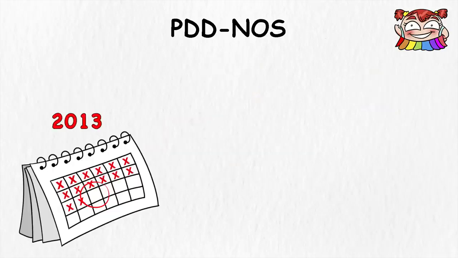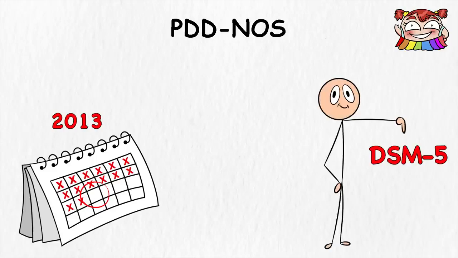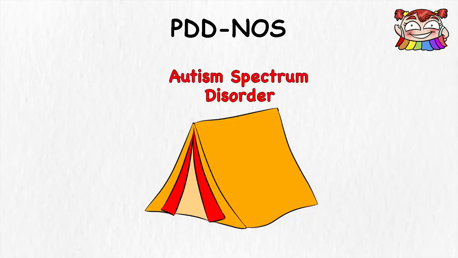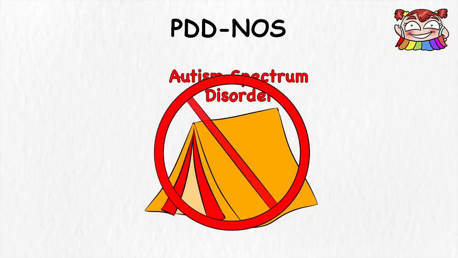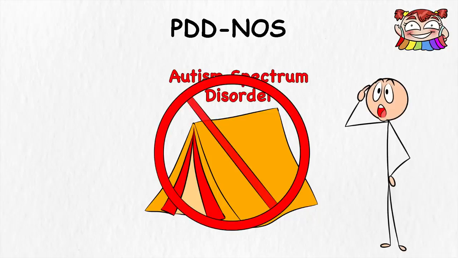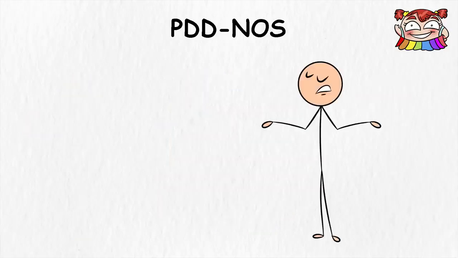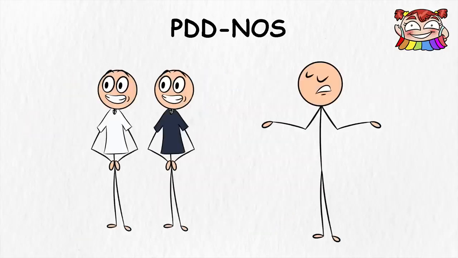However, in 2013, the big boss of diagnoses, aka the DSM-5, rolled all the PDDs into one big tent called the Autism Spectrum Disorder. But even though it's not an official diagnosis anymore, understanding it still matters, because it proves that not all developmental differences are black and white.